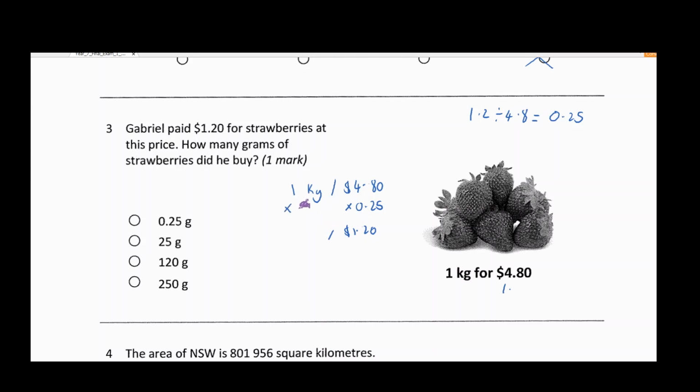We do the same here. 1 times 0.25 gives 0.25, and there it is. 0.25 kilograms. That should not be dollars, that should be kilograms. Kilograms, and this many grams. So we times by 1,000. It's going to be 1, 2, 3. So it's 250 grams. There it is.